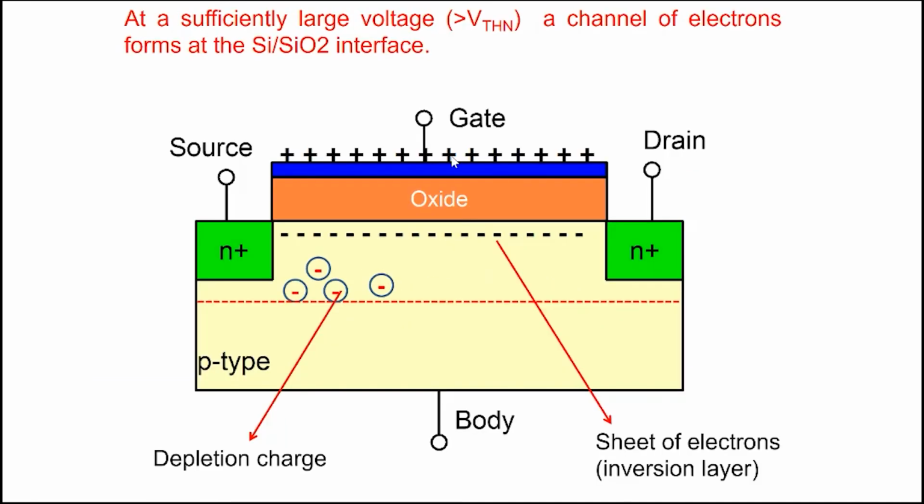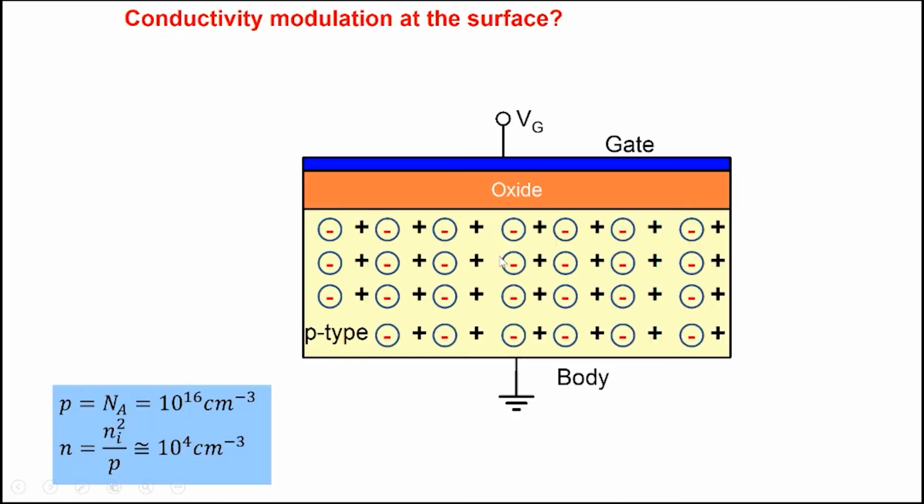Okay, so we are only showing you this part here. I'm not showing the n plus part here, this part of the region. And so this is there. And for the sake of discussion, let's assume that the initial doping of the p-type is 10 to the power 16, and therefore the initial number of electrons is ni squared over p, about 10 to the power 4. So very few electrons, mostly holes here.